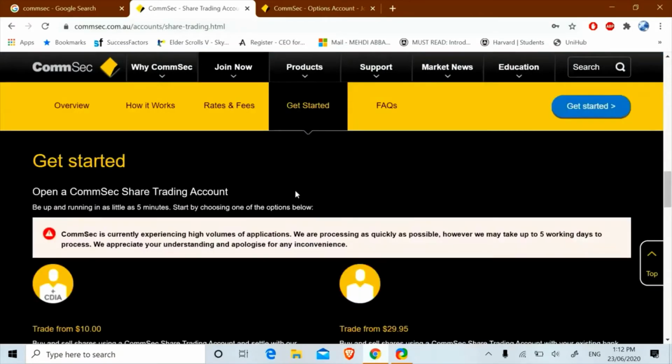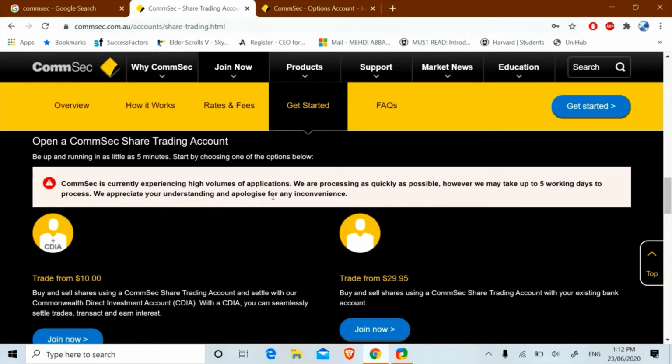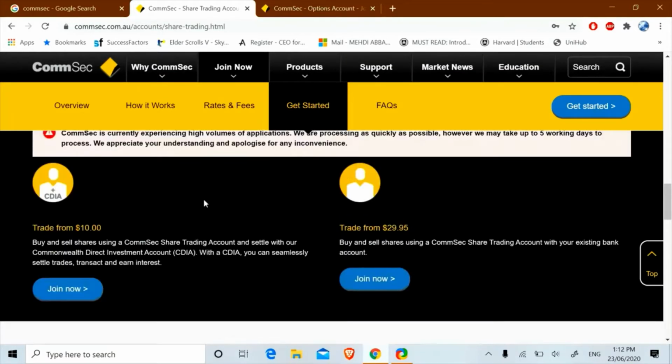Between these two, what you want to select is CDIA. This is another account. If you already bank with Commonwealth, you'll be creating another account under your name. It doesn't require any fees to make it. Also, there are no ongoing fees.